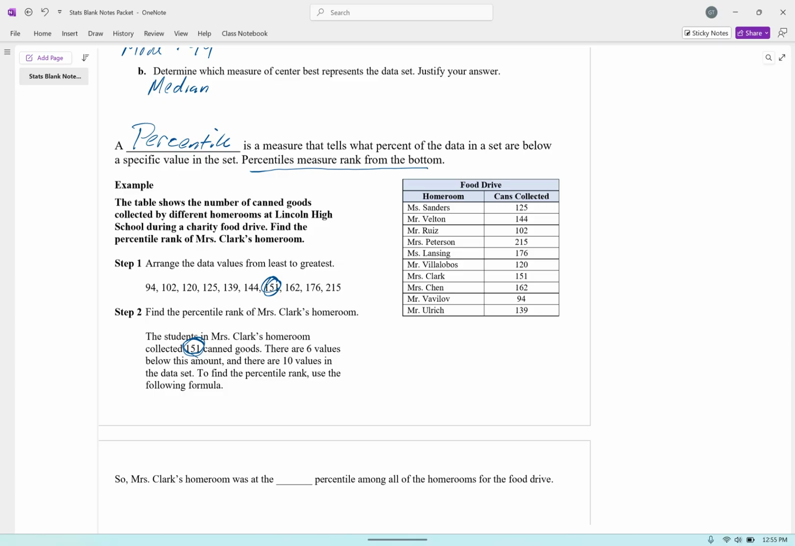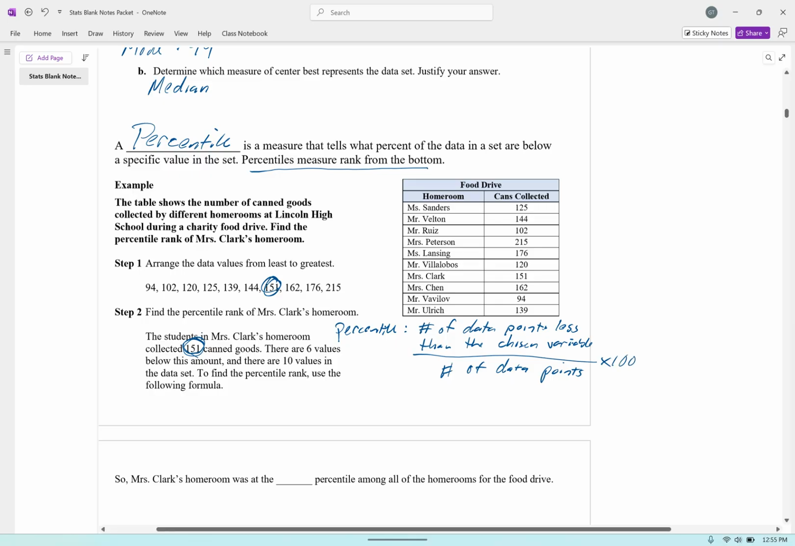Okay, so a little equation to help me figure this out, just to remember. Figure this out by the number of data points less than the chosen variable divided by the total number of data points. All right, so let's apply it to help clarify. You take that value, multiply it by 100 since we're talking percentile.